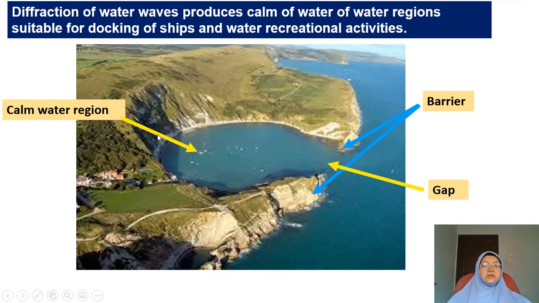This is an example of a lagoon. Diffraction of water waves produces a calm water region suitable for docking of ships and water recreational activities. So these are the two barriers. This is the gap, so the seawater will pass through the gap. This is what we call the calm water region. It serves the purpose of water recreational activities or docking of ships.